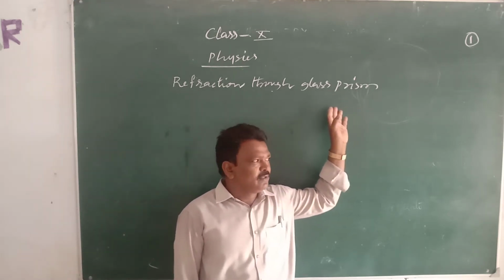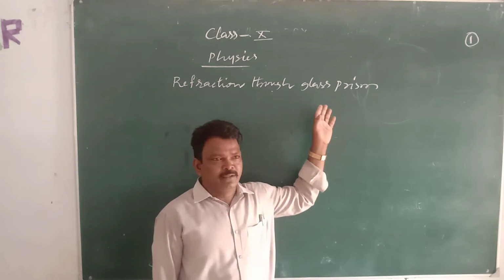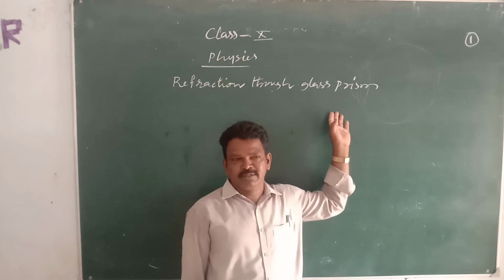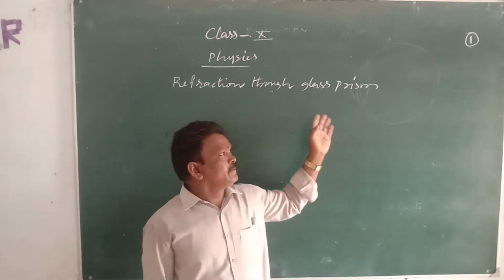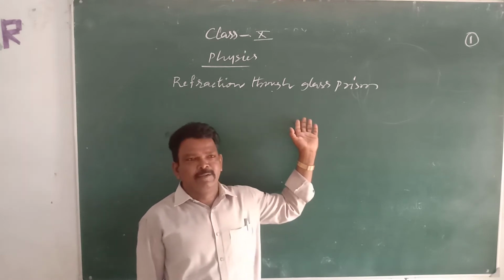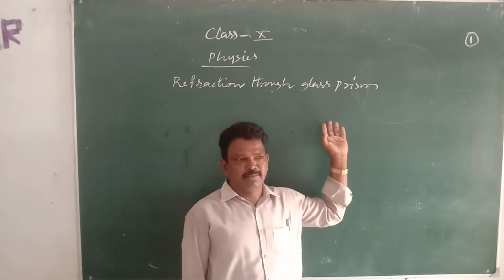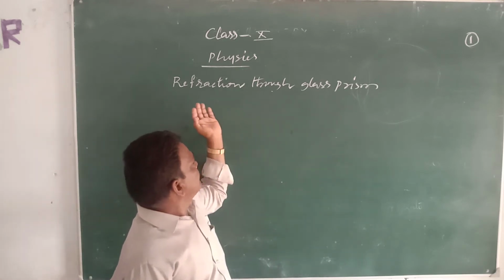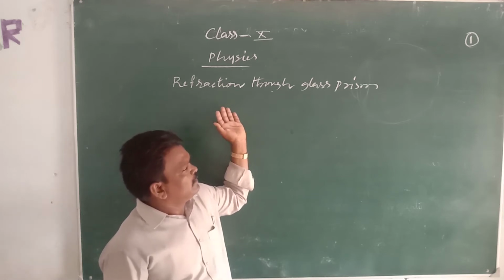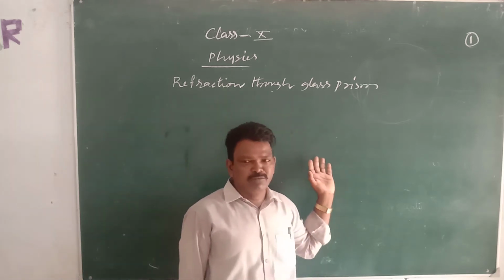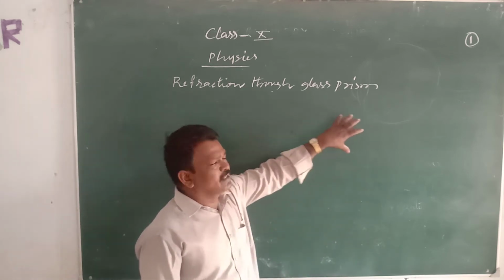So, first of all, we should learn what a prism is, what the properties of a prism are, how refraction takes place inside the prism, what the different positions or parts inside the prism are, what is meant by refraction, and what processes are involved while refraction takes place. We will learn this in this class.